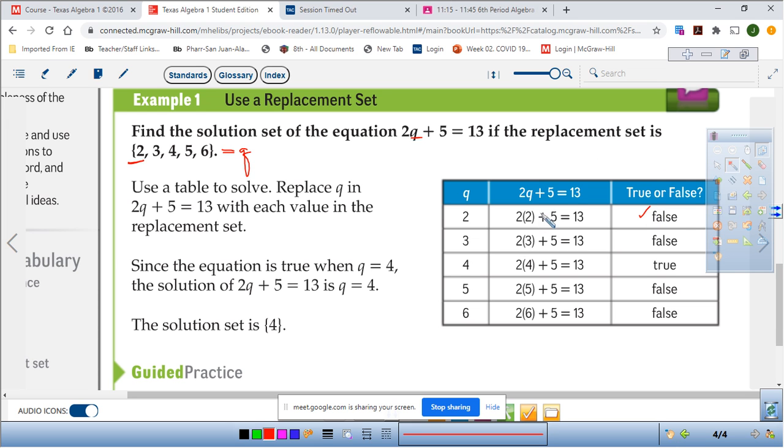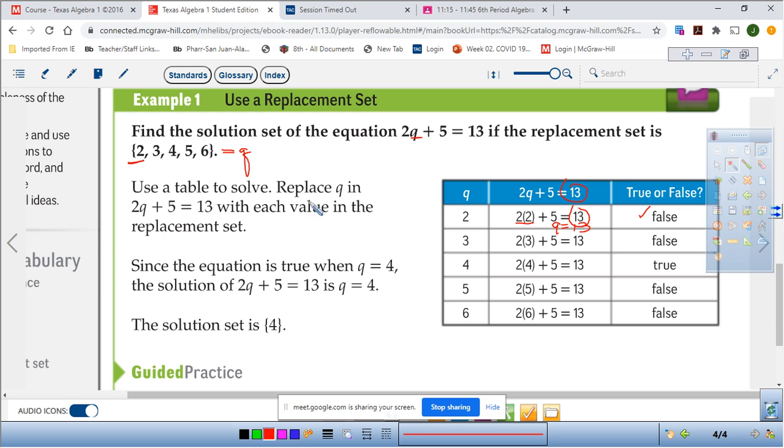What do you mean a false statement? Well, we want it to equal 13. We're saying from the very beginning, equal 13. When I do this one, I get what? 4 plus 5. So I get 9. Is 9 equal to 13? True or false? False. It's not the right solution. It's not the one we want.